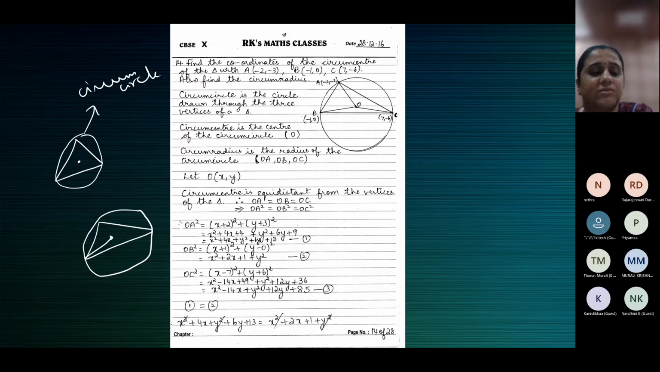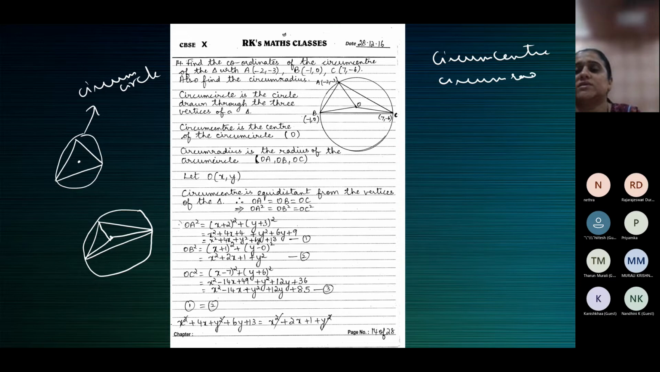And the radius is called the circumradius, from the center to any point of the circumference. So: circumcenter, circumradius, and circumcircle. So the question is, find the coordinates of the circumcenter. You should find the coordinates of the circumcenter of the triangle with A, B, C known to us. Also find the circumradius.